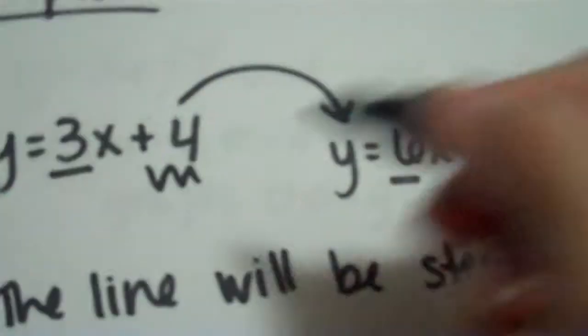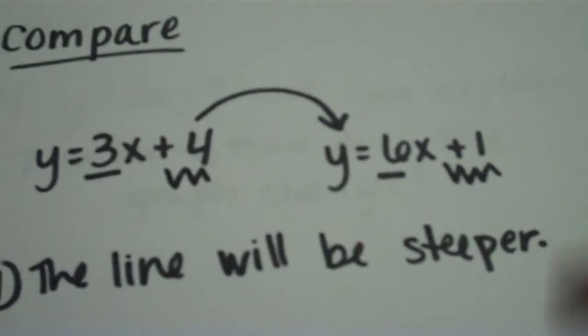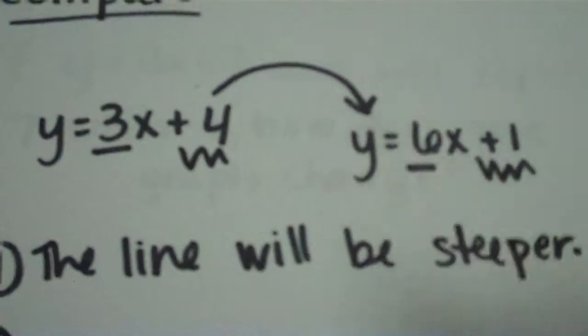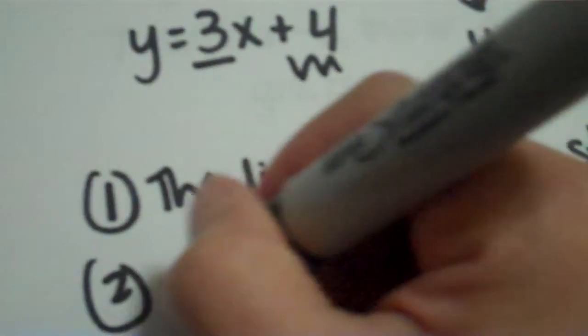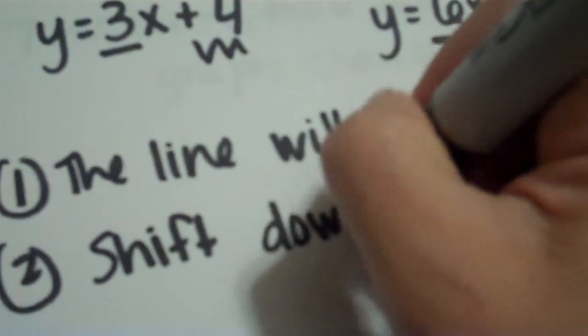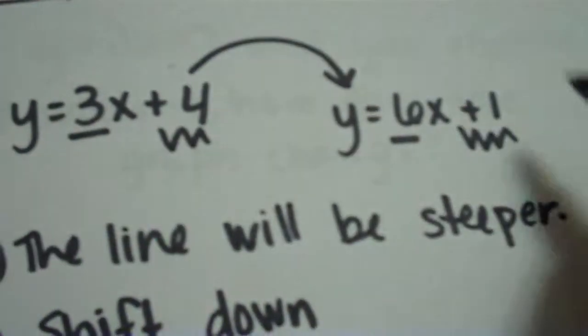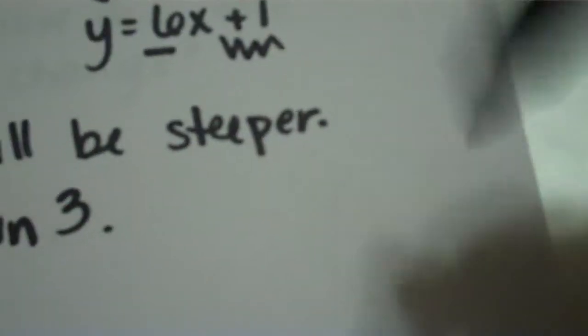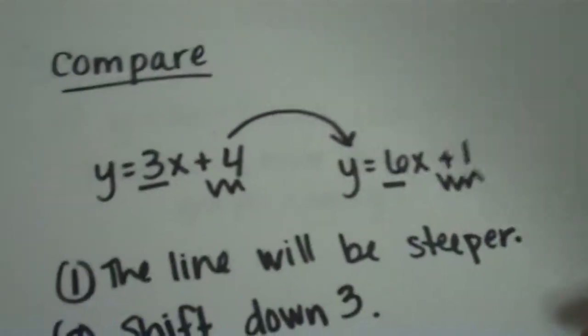Okay? And then we have to compare the y-intercept. This is positive 4, and this is positive 1. So did it go up or did it go down, or is it the same? Well, it was positive 4, and now it's positive 1, so it went down. So I'm going to put shift down. And how much did it shift down? Well, if it was 4 and now it's at 1, it went down 3. And yet again, if that's hard for you, you would need to draw a line and figure it out. Okay? So, last one and then we're done.